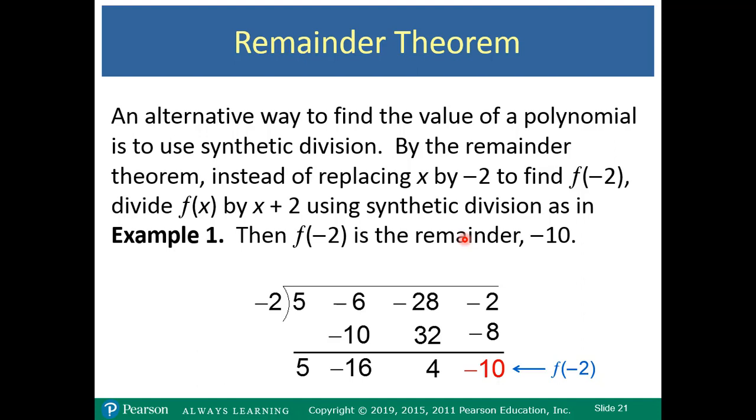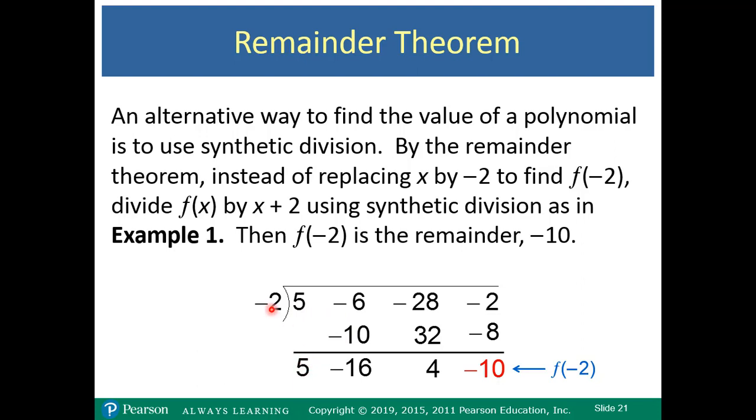Now, an alternative way to find the value of the polynomial is to use synthetic division. Okay. So use synthetic division to get the remainder. And once you have the remainder, you have your answer. So like we did before, we're going to use negative 2 as our k value, and then we're going to write down the coefficients, and then we're going to use the algorithm, the synthetic division.